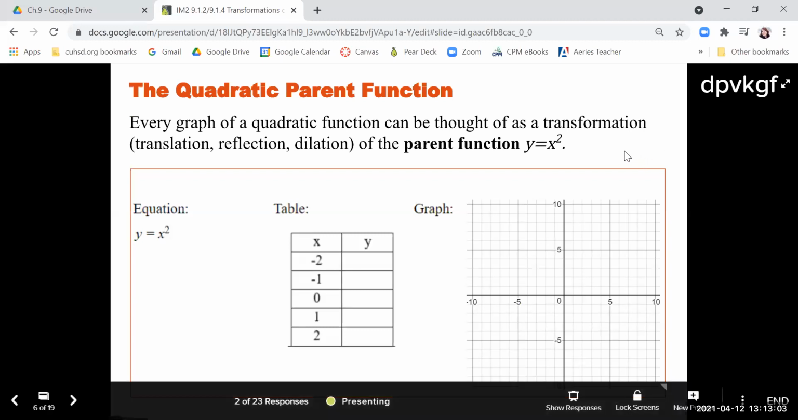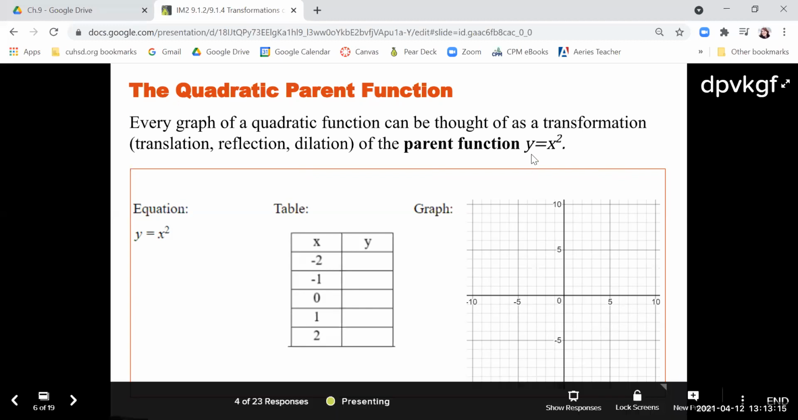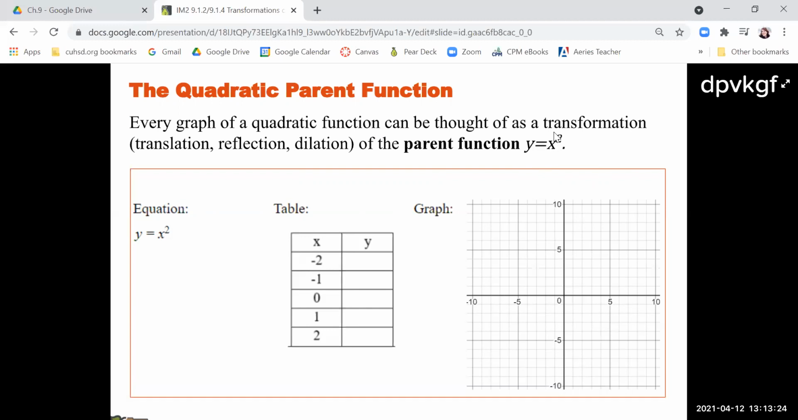So what we're going to do is identify what we call a parent function. And every single family of functions has a parent function. The quadratic parent function is y equals x squared. It is basically the function that we start with always, and then we perform transformations on it by manipulating the equation and by moving it around on the graph.